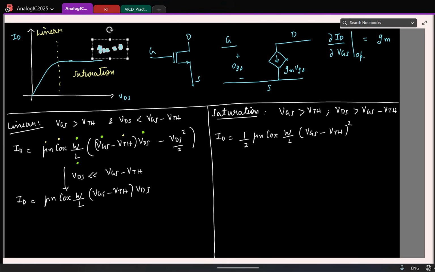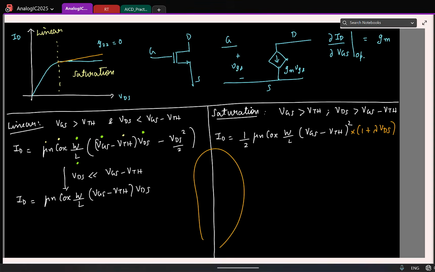But of course, you guys already know this is not completely true. In practice, there is a small dependency on VDS. So which means Y22 is not exactly 0, but it is a sufficiently small number. And this is modeled with inclusion of this term, 1 plus lambda VDS. Hopefully all this is looking like a recap to you, not the first time you are encountering it. Even if it's the first time, no problem.